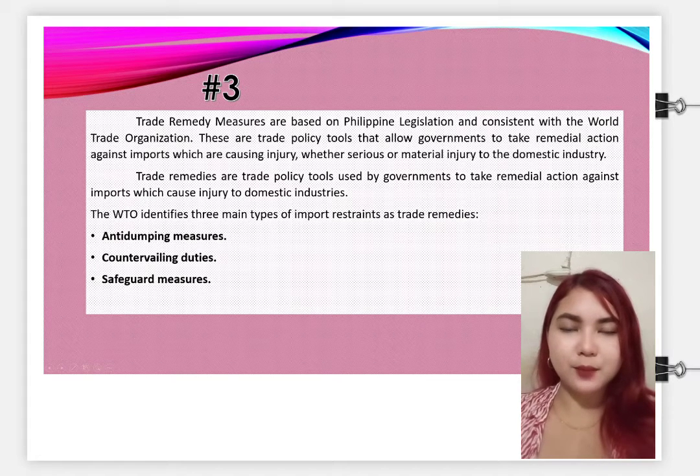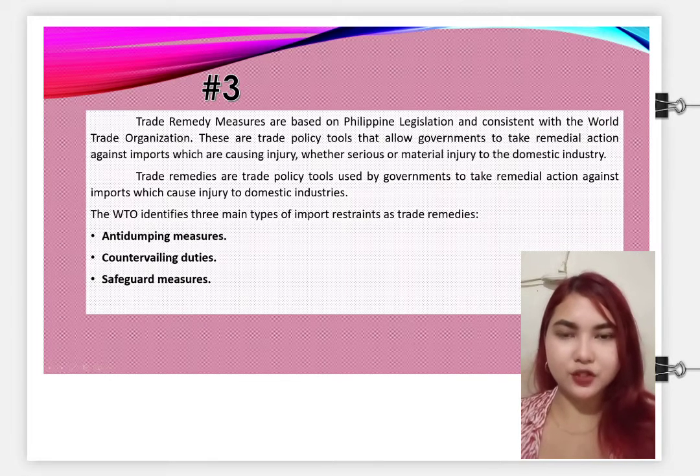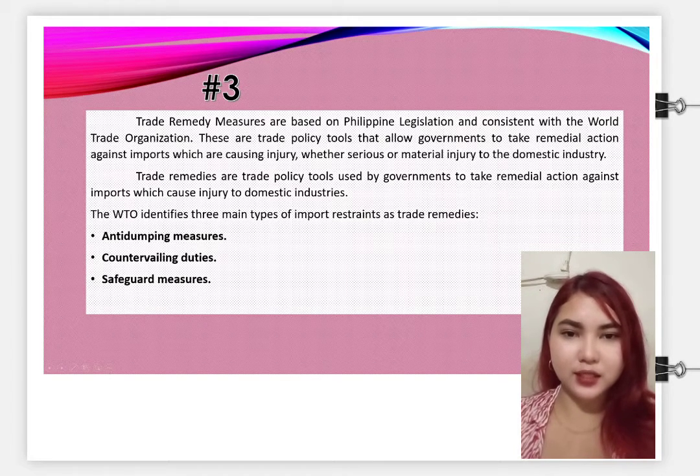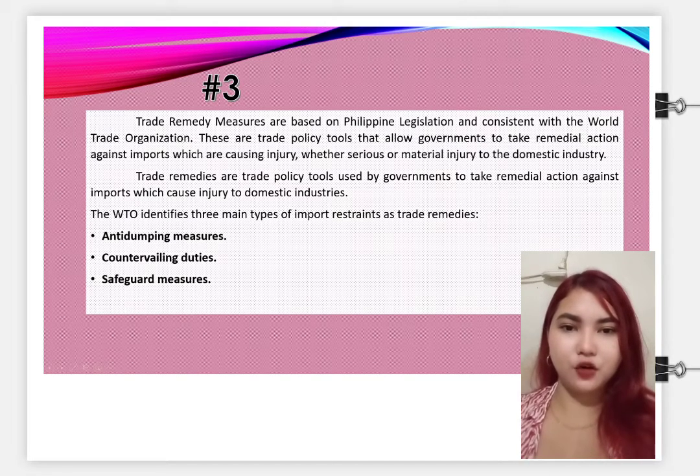These measures are provided for in 3 separate agreements of the World Trade Organization, namely the Agreement on Implementation of Article 6 of the General Agreement on Tariffs and Trade 1994, or commonly known as the Anti-Dumping Agreement, the Agreement on Subsidies and Countervailing Measures, and the Agreement on Safeguards.